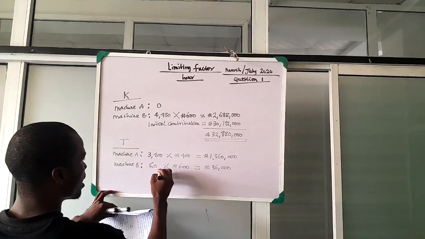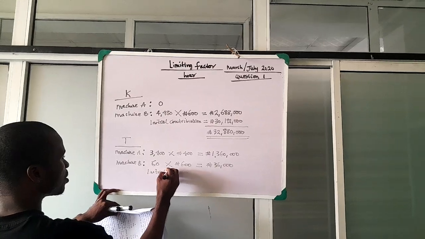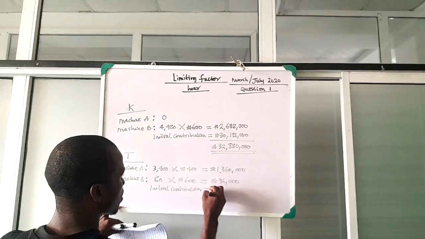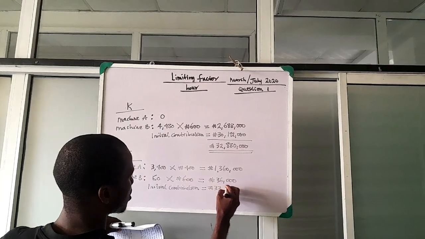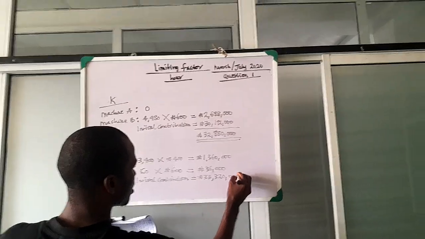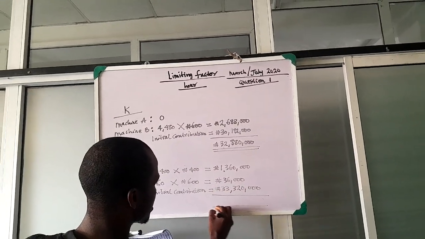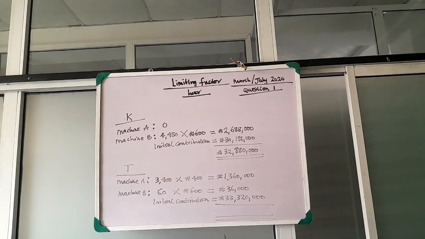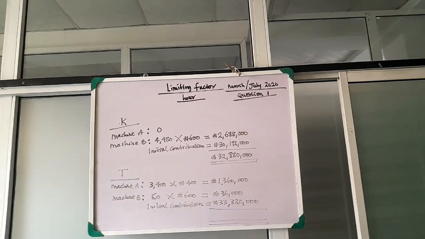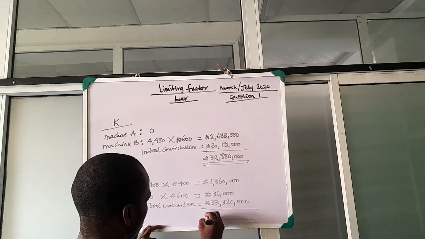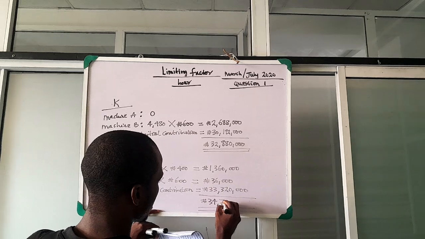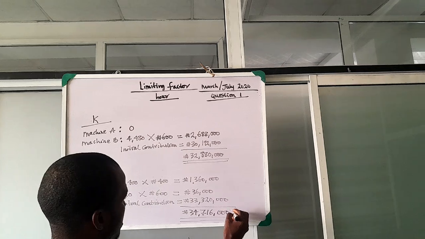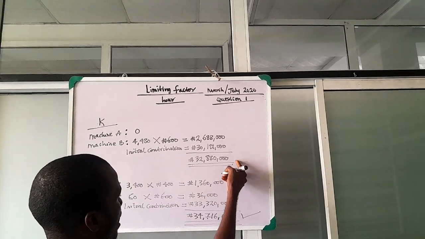Then I will bring in my initial contribution. Initial contribution for T is 33 million, 320,000. Now the total contribution after this surplus time has been used is 34 million, 716,000. Now, comparing their contributions, you will see that for T, the contribution is still higher than K.